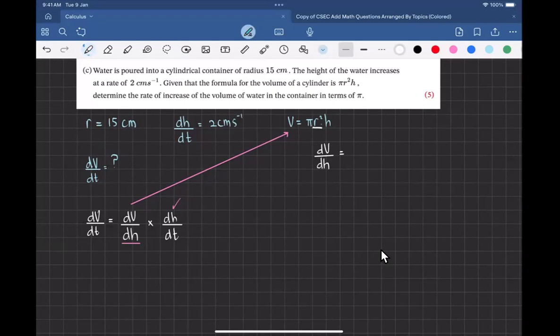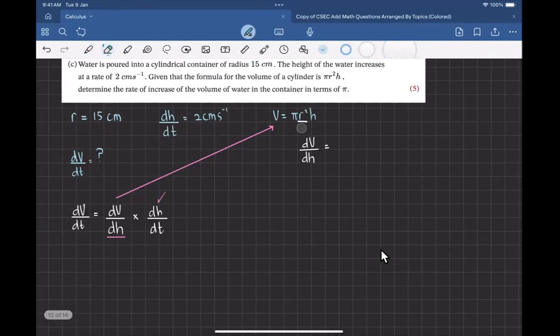Is r a variable then? If we are differentiating with respect to height, we are only looking at how height changes the volume. We're not looking at how radius changes the volume. So we're going to treat r like a constant. So we're just going to differentiate.